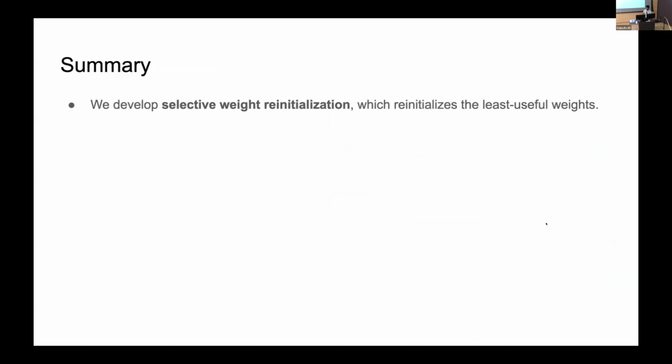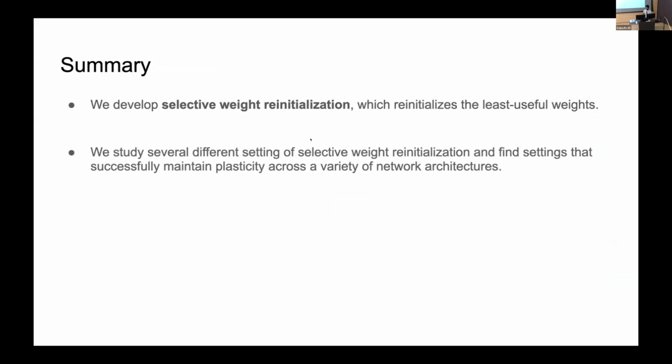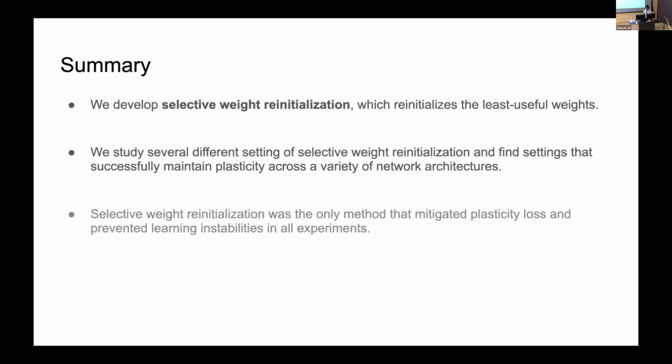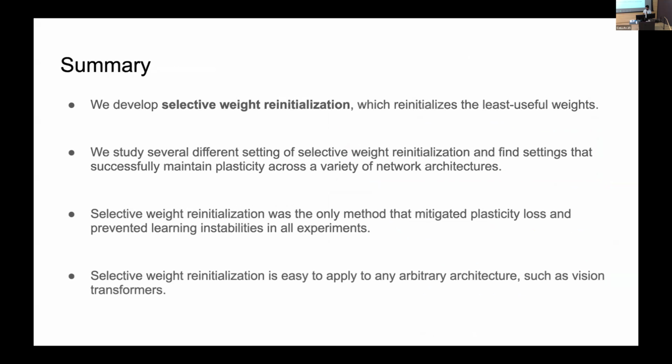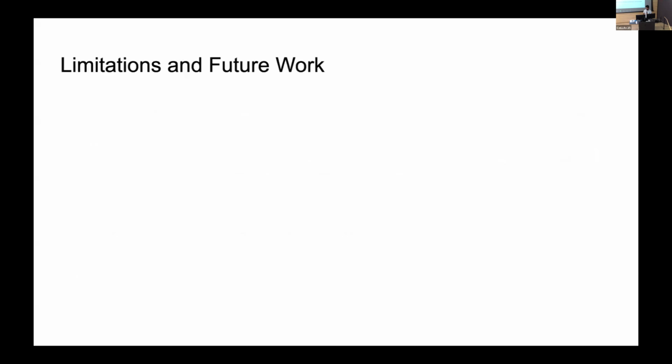So in summary, we have developed selective weight reinitialization algorithms, which reinitialize the least useful units. We studied different settings of selective weight reinitialization and found the ones that are successful across a variety of network architectures. This was the only algorithm that maintained plasticity across a range of settings and avoided learning instability. And it's very easy to apply to any arbitrary architecture. You can just have a few lines of extra code with your optimizer and you can do this. So it's very easy to use.